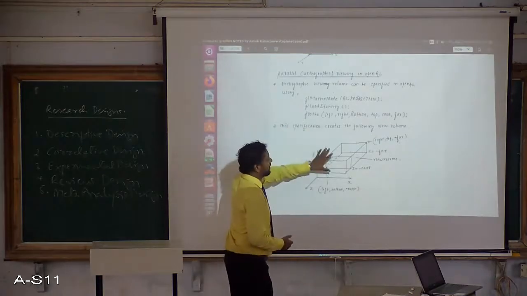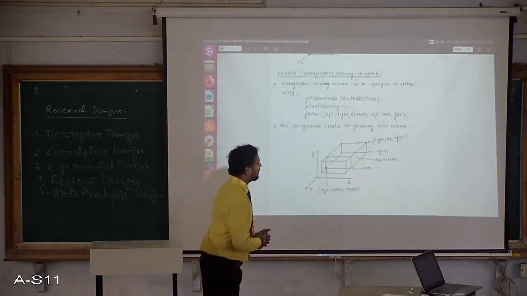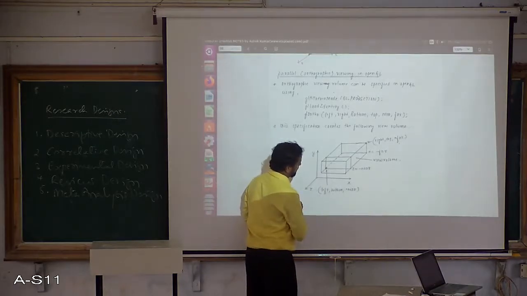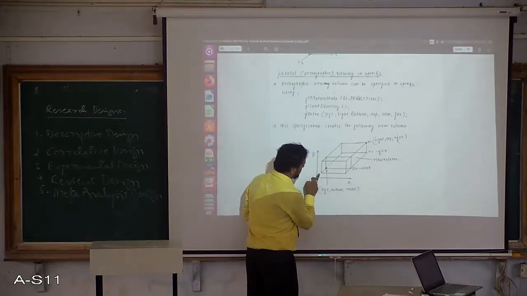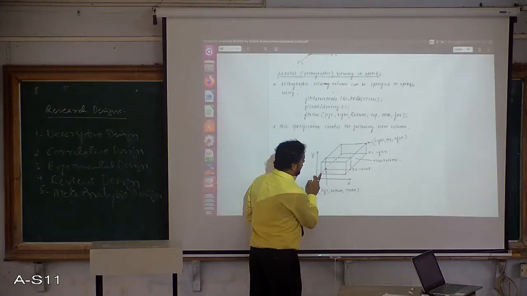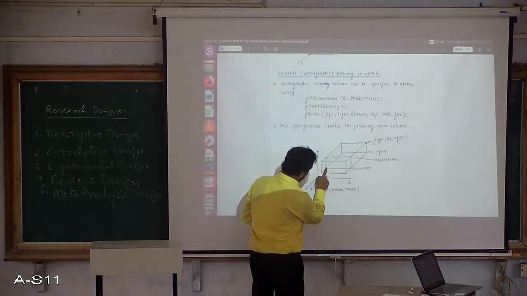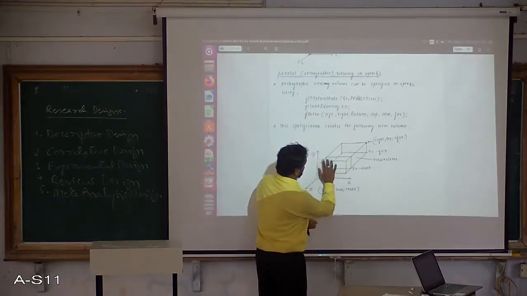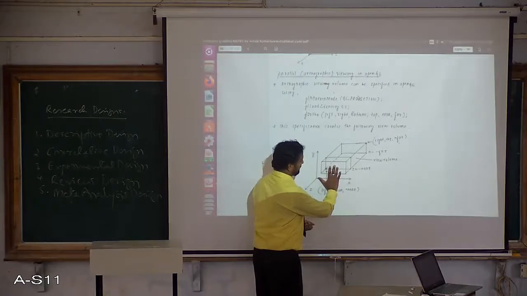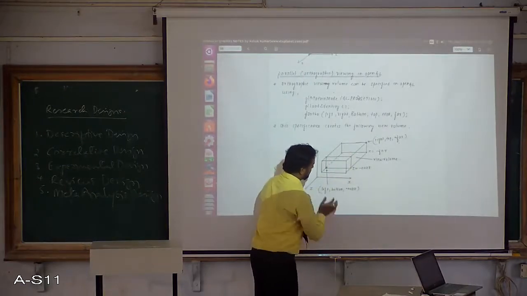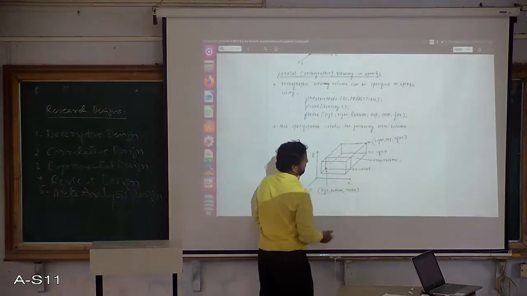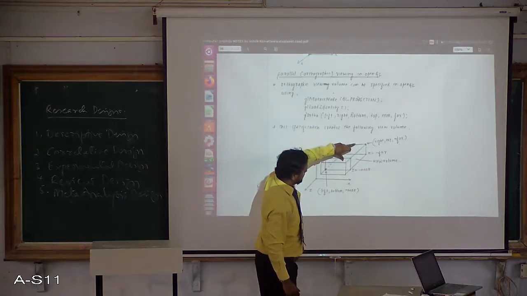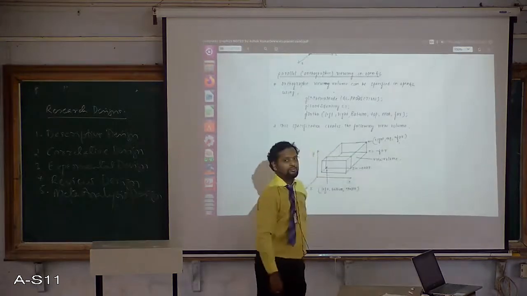Next, this specification creates the following view volume. Whatever I specify is going to create this kind of structure. As I already taught, this point is going to be left, bottom, near, and this is the far. This is the front face, and this is the back face. This is the nearest point and this is the back point. Whatever comes inside this projection is the view volume.